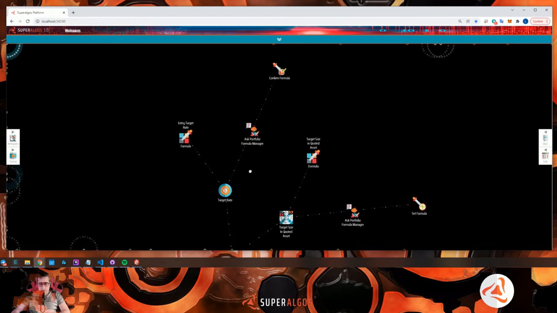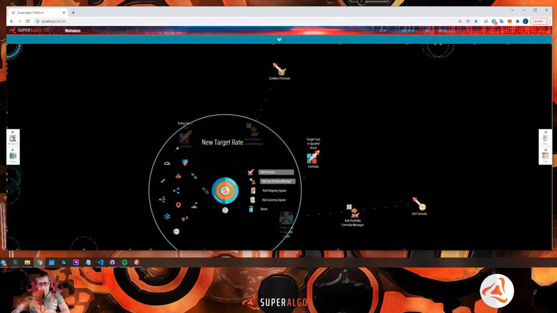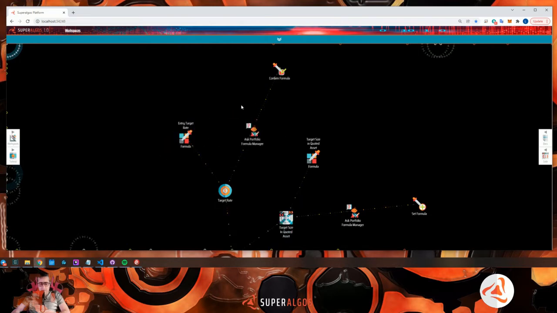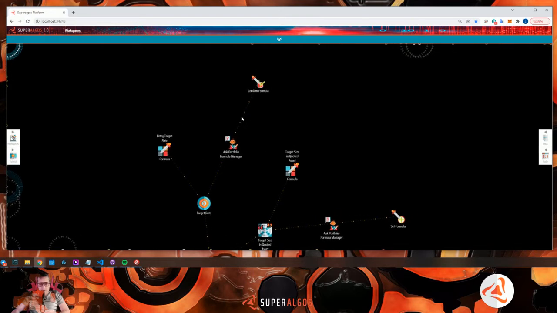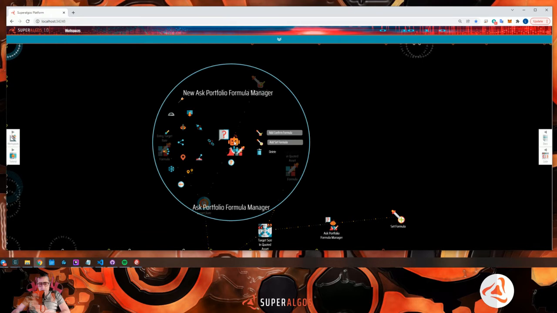Okay, you may ask the portfolio formula manager. Okay, you may add this node. Okay, it's the same criteria. It is not mandatory. You can put it at every formula. You can put it at none of the formulas. You can put it in one of them. It's as you want. But when you put it, then you have two possible different questions to ask to the formula manager. Okay. The first question is to confirm the formula, and the other one is to set the formula.